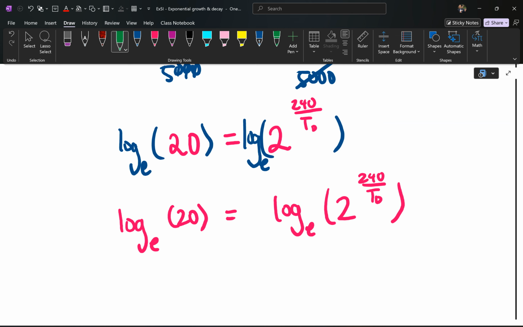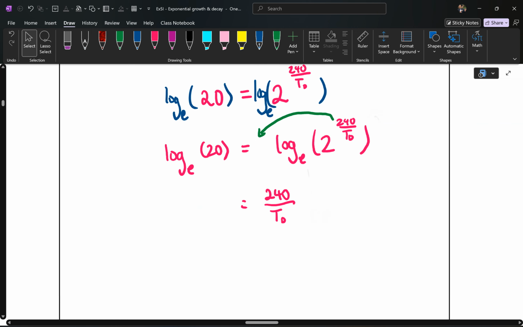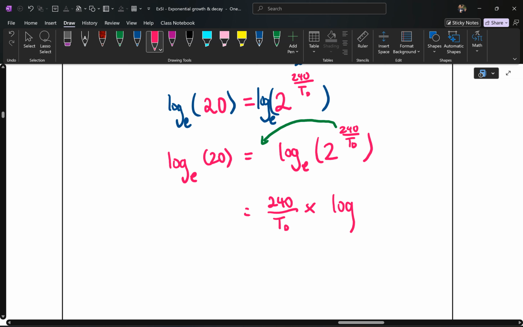Very good. This is log rule number 3. Very typical exam technique. At the end of your exam, log rule number 3 is very key. You can bring the power down to isolate it away from the log. And that now gives you, what's that? That's 240 over TD times log E of 2.